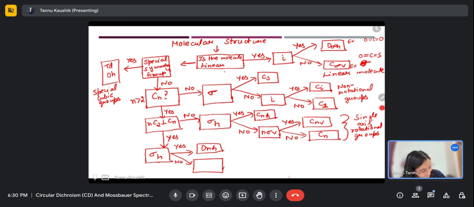we will be asking whether it has n sigma d dihedral planes. That is, if it has any plane which is bisecting these C2 axes perpendicular to the principal axis. If yes, then we will have Dnd point group. And if not, then it will be Dn point group. So these are dihedral groups.